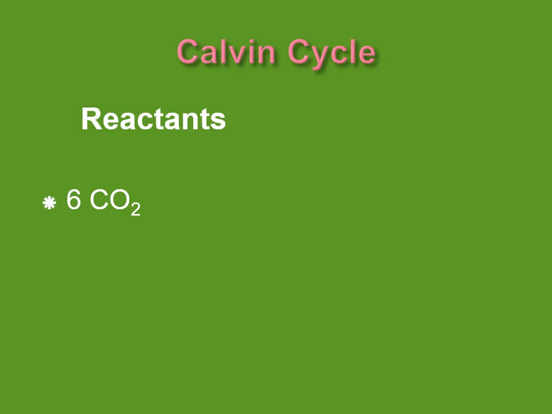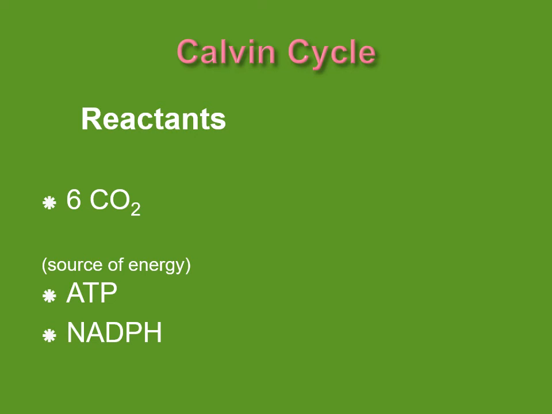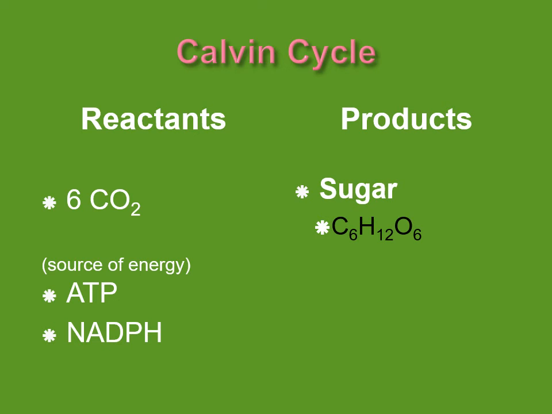In the Calvin cycle, what you require to start this, of course, is carbon dioxide. This is where carbon dioxide is necessary. The source of energy is going to be ATP and NADPH. It's not light energy. It will produce this simple sugar we call glucose, which is chemically C6H12O6. It's a simple monosaccharide, the building block of all carbohydrates.